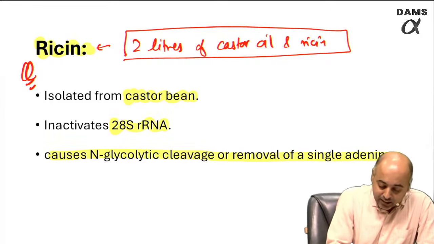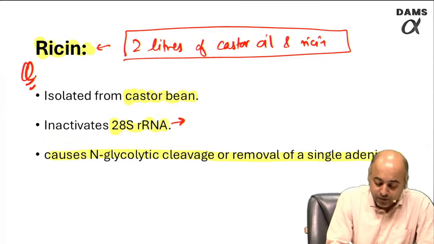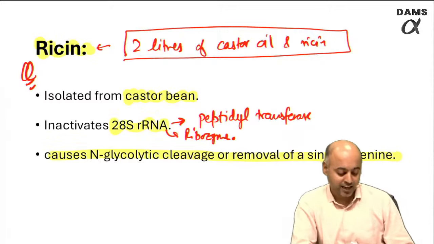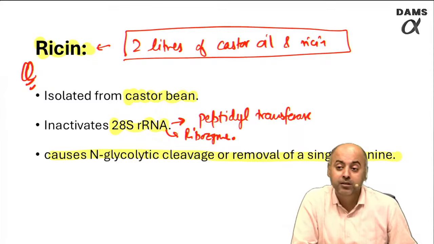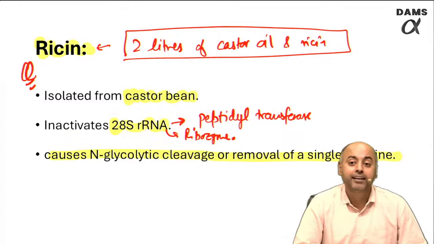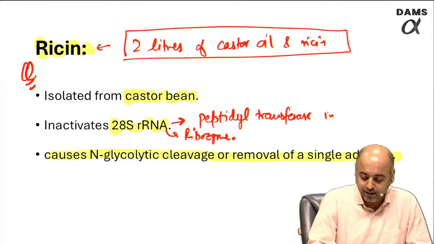How is it acting? It is inactivating the 28S ribosomal RNA, which is the peptidyl transferase. It means it is a ribozyme, RNA acting as an enzyme. RNA acting as an enzyme is the ribozyme, the 28S ribosomal RNA acting as peptidyl transferase in translation.